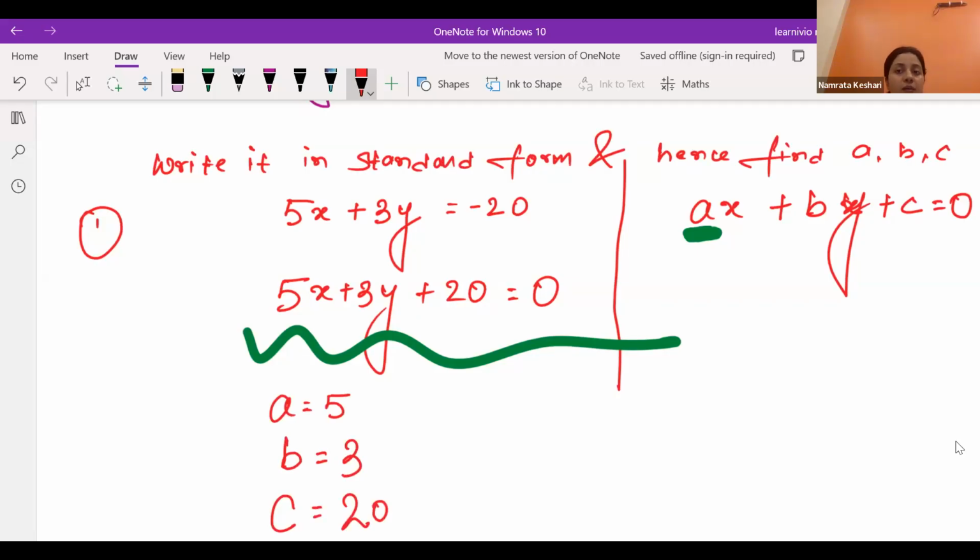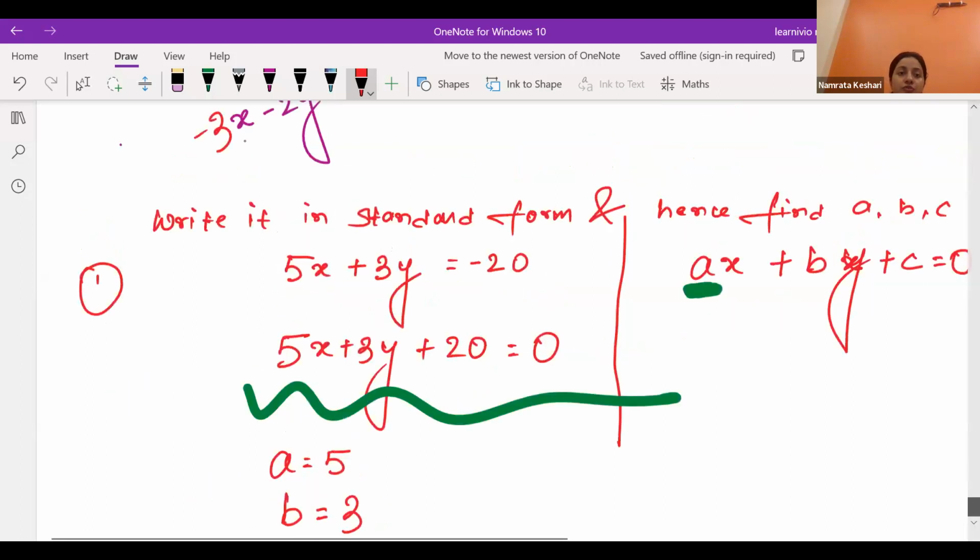By mistake also, we will not say that A is 5x. 5x is not A. Just 5 is A. Making sense? Gauri, yes, ma'am. Vaiga, yes, ma'am. Let's move.